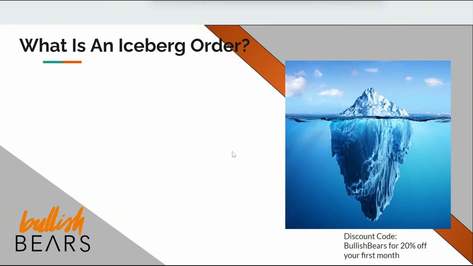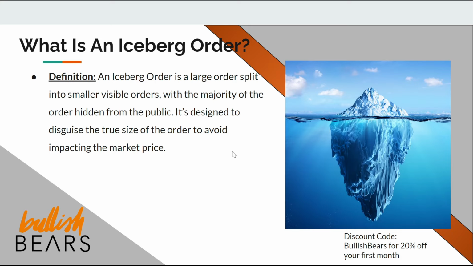So what is an iceberg order? An iceberg order is a large order split into smaller visible orders, with the majority of the order hidden from the public. It's designed to disguise the true size of the order to avoid impacting the market price. So if a big institution was looking to go long or short, they're not going to go in their full size with one quick buy or sell. They're going to break it up, and that's what we see with the icebergs.